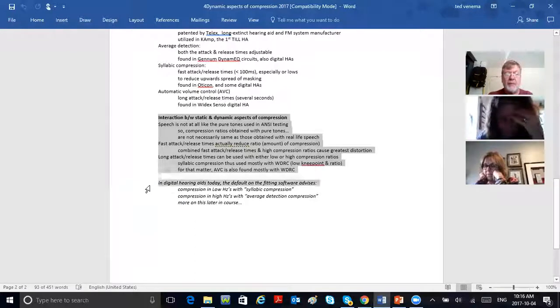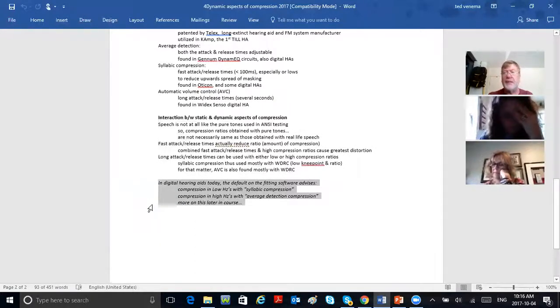Here's the thing. In digital hearing aid software, the default is compression in the low frequencies with syllabic compression. The high frequency channels use average detection compression.